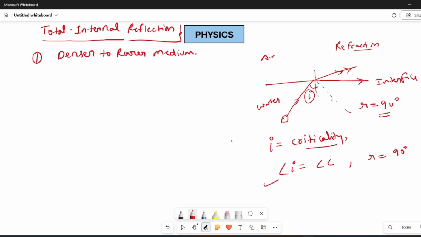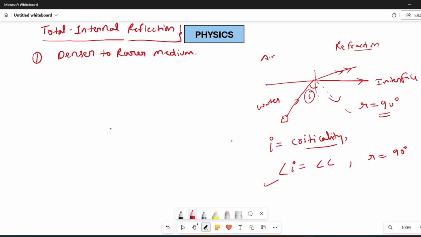So in this particular situation, what will happen? If you increase the angle of incidence further, refraction stops and reflection starts. Now the light is going to come back into the same medium, all the time. So this process is known as total internal reflection. The condition is that it should always travel from a denser to a rarer medium.